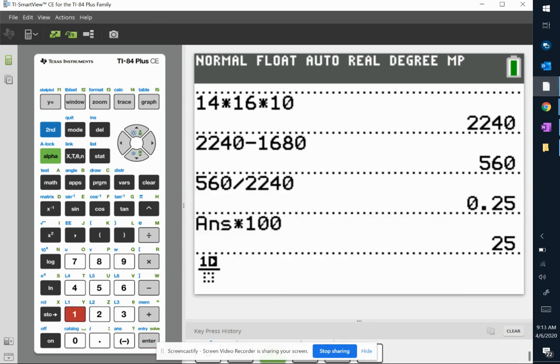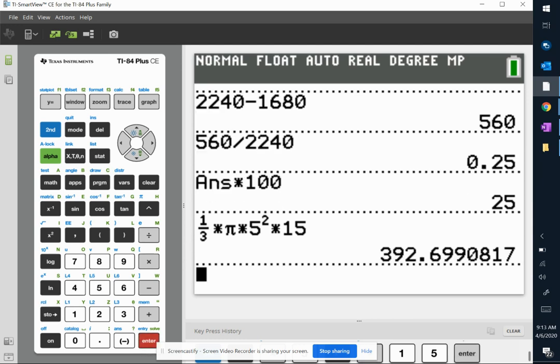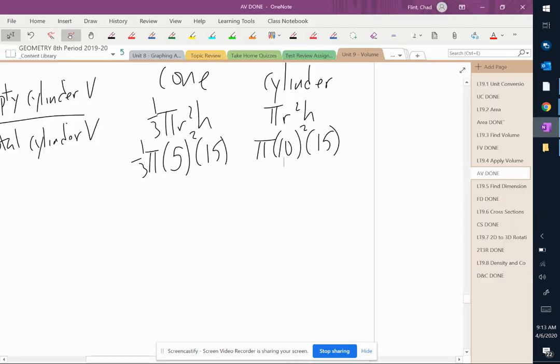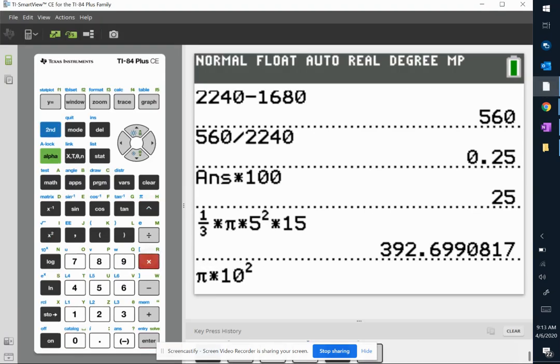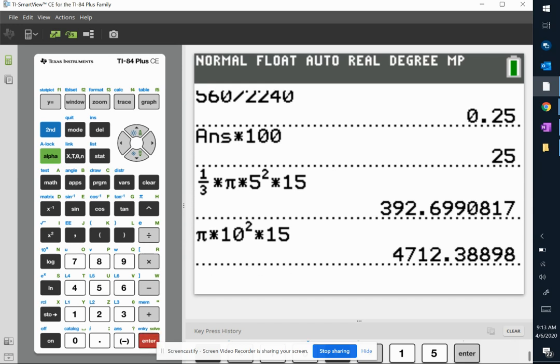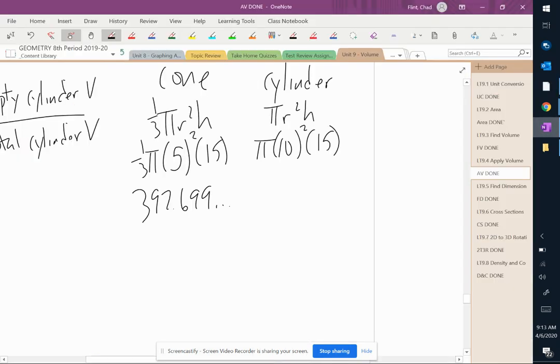So the cone is 1/3 times pi times 5 squared times 15. So the volume of the cone is 392.699. And then pi times 10 squared times 15 is 4712.388. So those are my volumes.